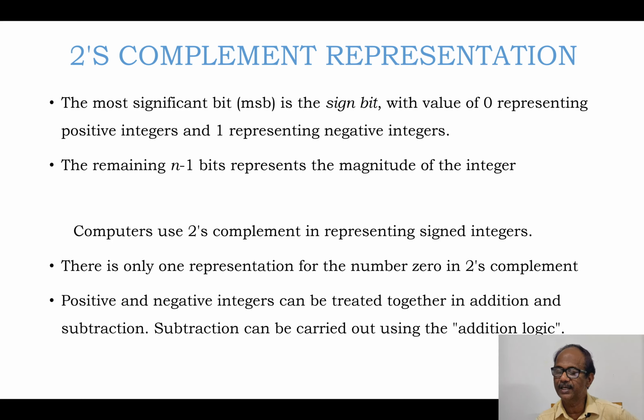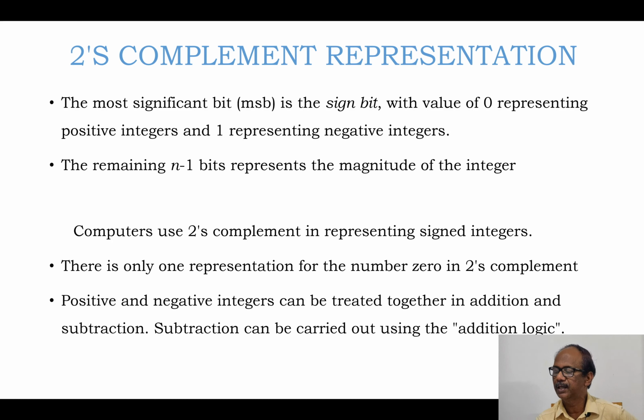If you are asked to get the 2's complement of plus 4, the result is like this. And suppose the question is to represent plus 4 in 2's complement notation, the confusion should not be there. You are just asked to represent plus 4 in 2's complement notation. So the answer is 0, 1, 0, 0.